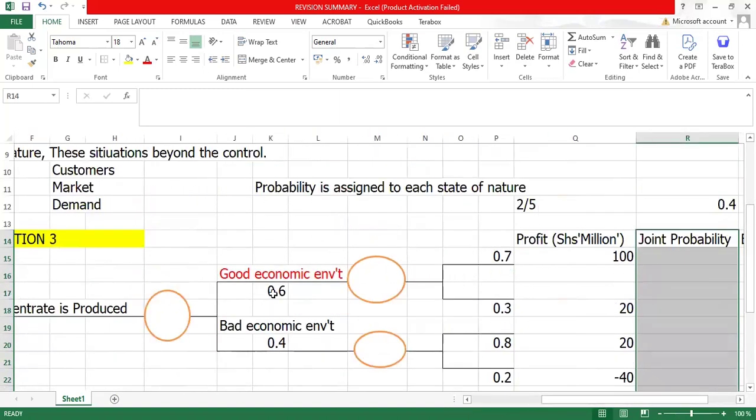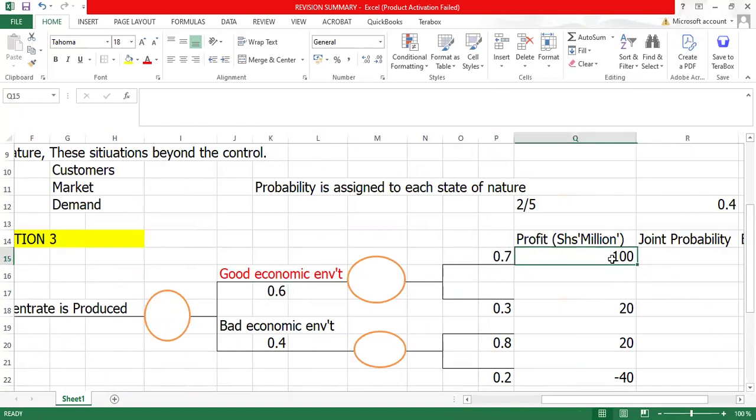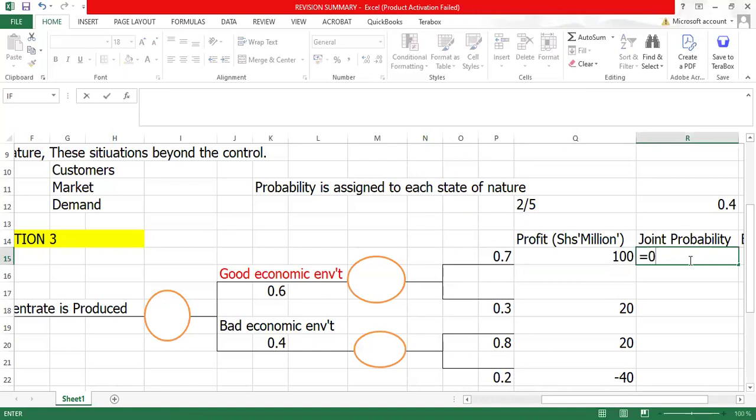You have this is 0.6. Before making this profit, you started from 0.6, then to 0.7. So you will need joint probability of 0.6 times 0.7. That's what we are meaning. Then here, at this point, what will be your joint probability? It is 0.6 times 0.3. You do the same for others.